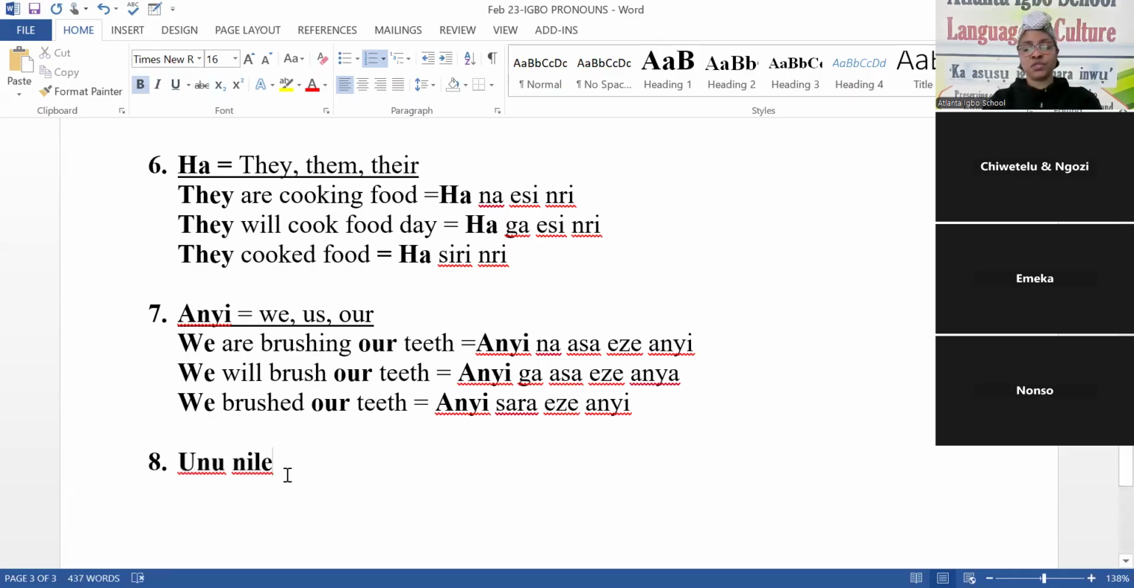Unu niile means you all. You all means unu niile. Unu niile, that's when you're talking to a group of people. Unu niile, you all. Okay? If we say you all are here, you all will come. You all will play. You all will dance. Okay, let's do that.